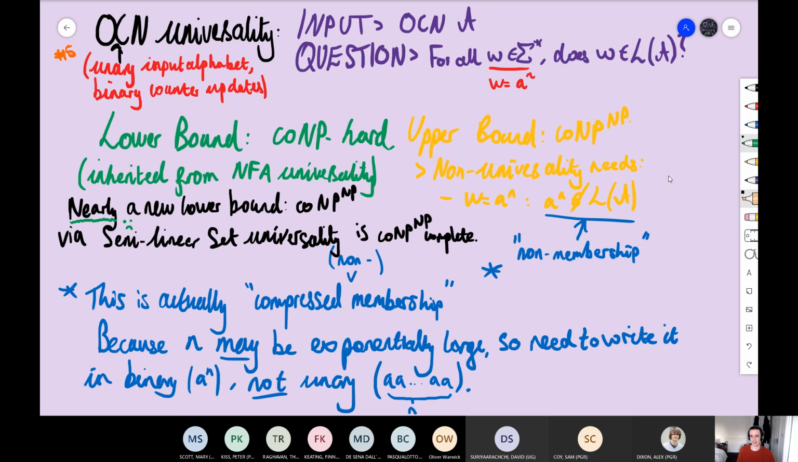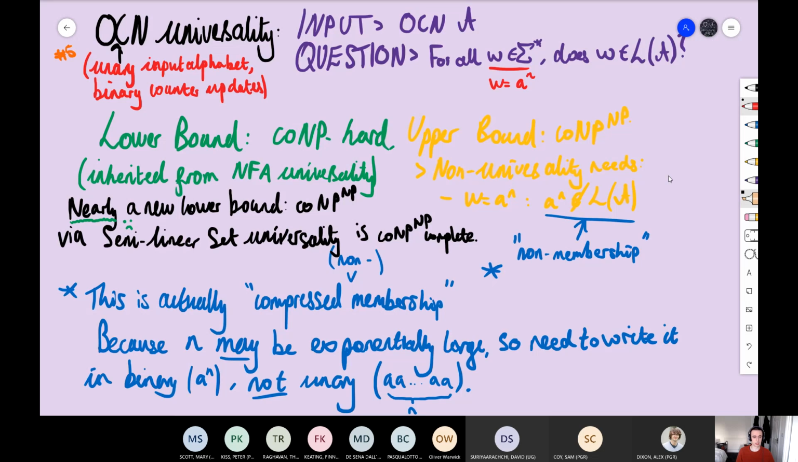But before I move on, a little sad side note. I think it's one of the first things I tried to do over the summer before the PhD started, was maybe get a cheap result for free. So Dimitri showed semi-linear set universality is co-NP to the NP complete. So we have both co-NP to the NP membership, like here, and hardness. And the hardness is key.